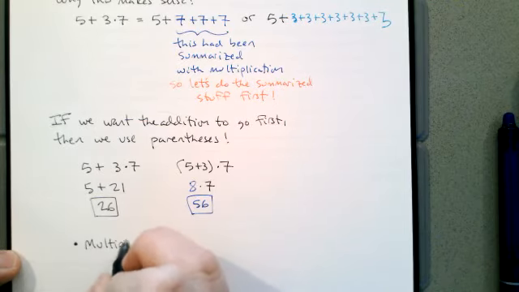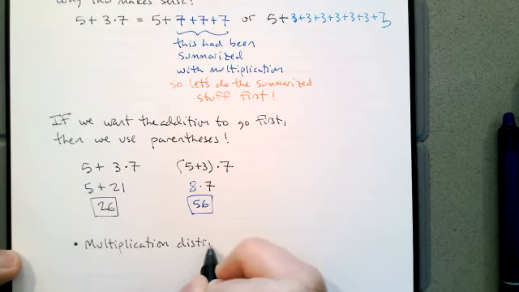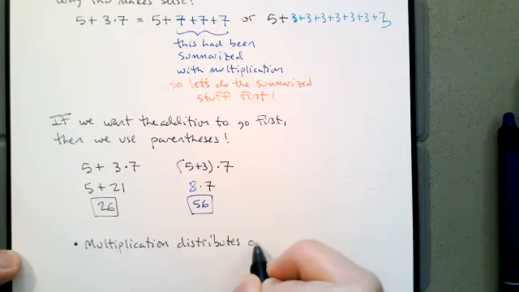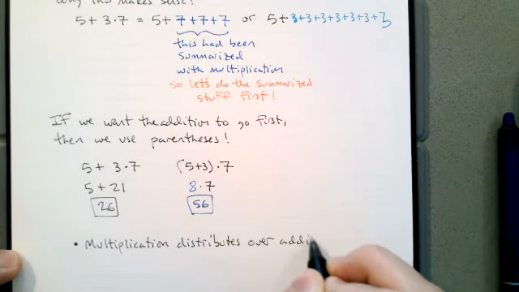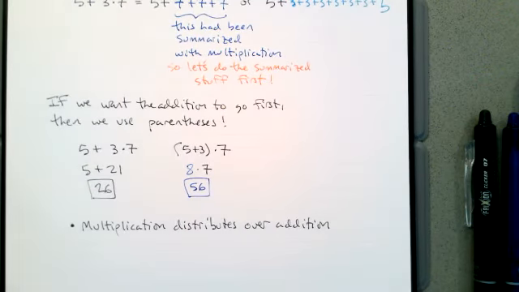Multiplication distributes over addition. This is the distributive property as is commonly presented. But the problem I have with that is they say the distributive property, and it's specifically the distributive property of multiplication distributing over addition.